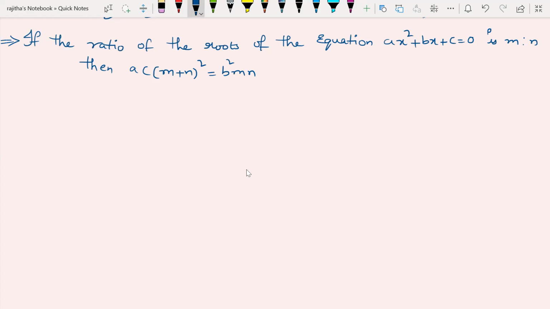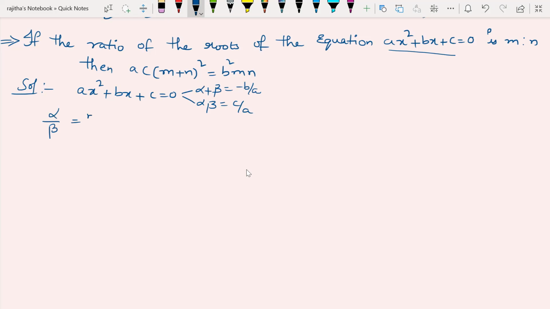How to prove this condition? Here the given quadratic equation is ax square plus bx plus c. In this quadratic equation, you know the sum of the roots and the product of the roots. Sum of the roots is alpha plus beta, product of the roots is alpha beta. That is minus b by a and c by a. That is, minus x coefficient by x square coefficient is the sum of the roots, and the constant by x square coefficient is the product of the roots. So here it is given alpha by beta is equal to m by n. That is the given condition, m is to n ratio.